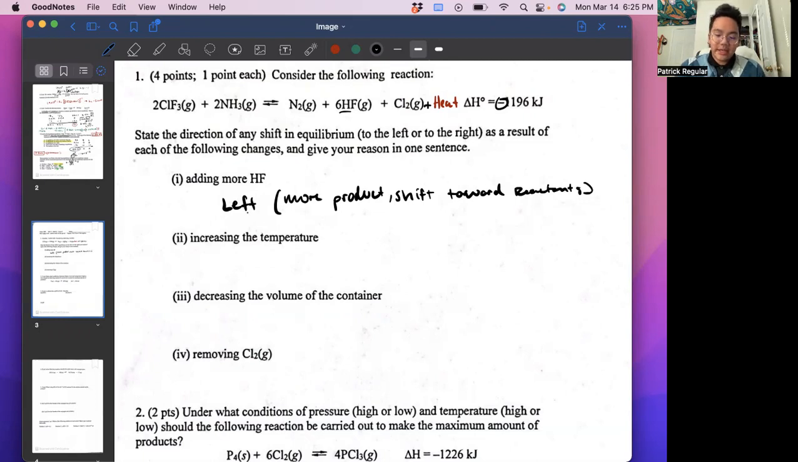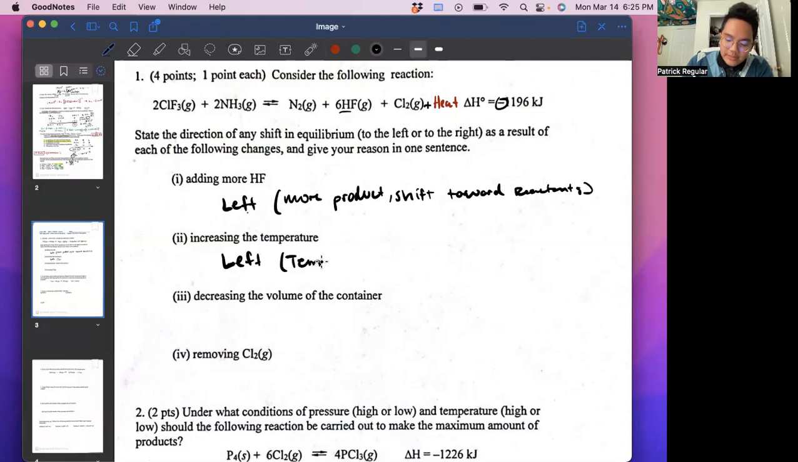All right, increasing the temperature. Sorry about that. Okay. Increasing the temperature. So if we increase the temperature, and remember it's exothermic, so temperature or heat is a product, increasing the temperature would increase product. And just like our first situation, it would shift left.